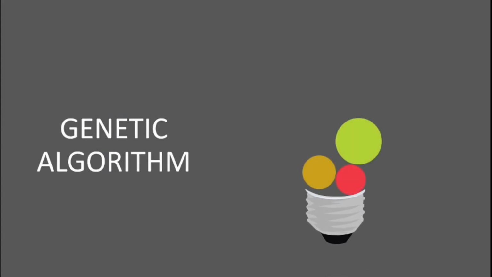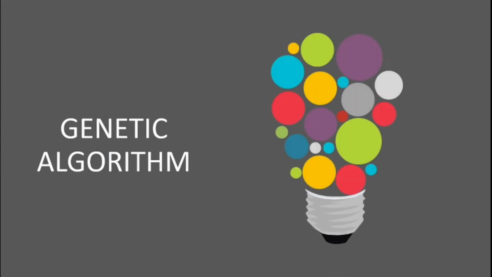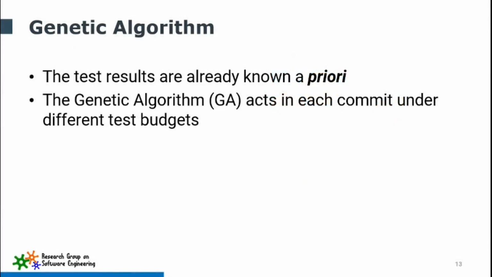In this study, we aim to compare COLEMAN with near-optimal solutions generated by a genetic algorithm. It's essential to highlight that the test results are already known a priori, that is, we design a genetic algorithm, GA, to find the near-optimal order for a test case set available in each commit under different test budgets. This allows us to observe the difficulty behind the problem even knowing the test results.